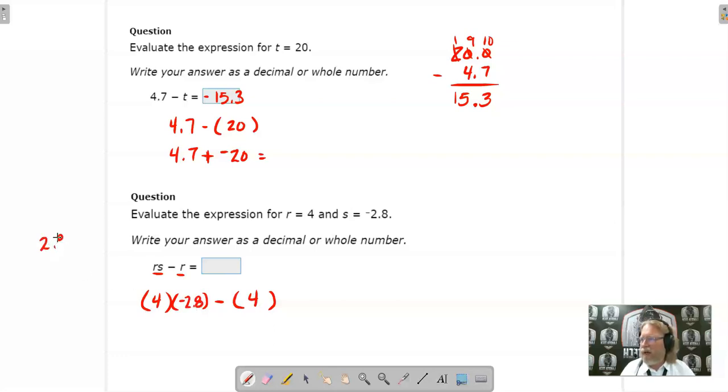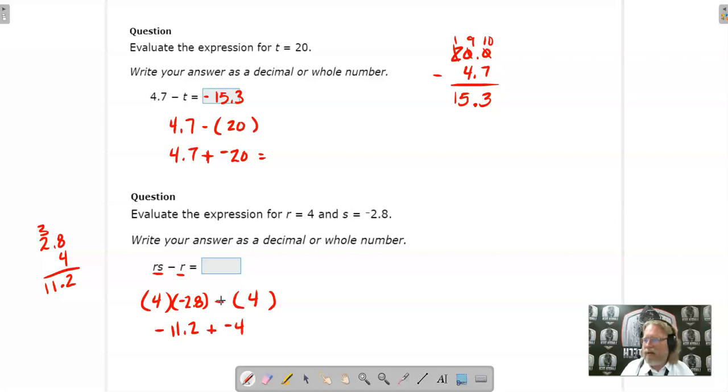So 2.8 times 4 is 32. Carry the 3. 4 times 2 is 8 plus 3 is 11. And I have one decimal place, so I'm going to move the decimal place over 1. And so I end up with 11.2. But this is a positive times a negative, so that's a negative 11.2. And then I have minus 4.